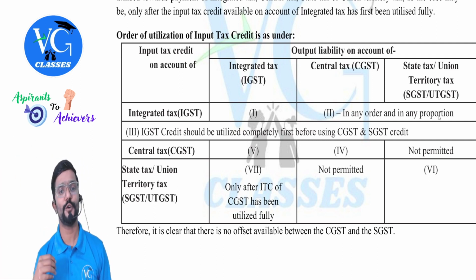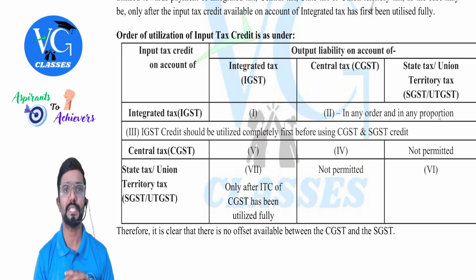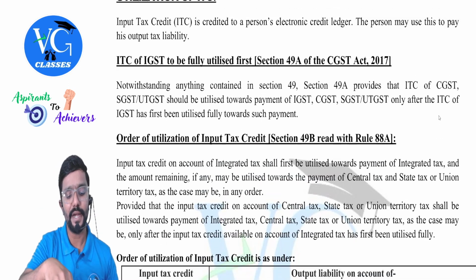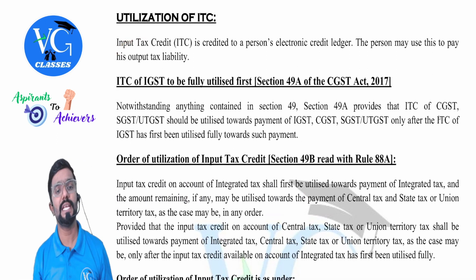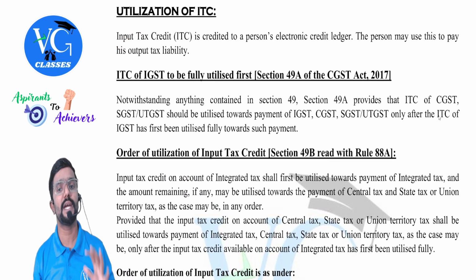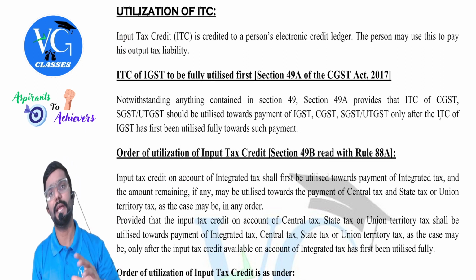We will solve a good number of questions. Don't worry. First, let us understand. Sir, how do we utilize the credit? First, I have given one line here. Let me read it. Input tax credit is credited to the person's electronic credit ledger. The person may use this to pay his output tax liability.